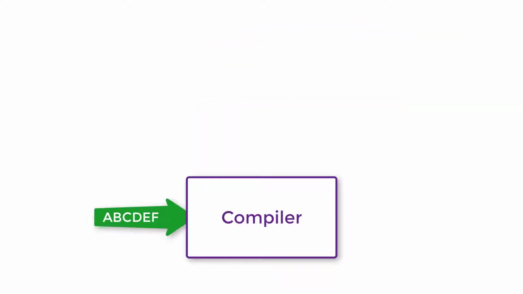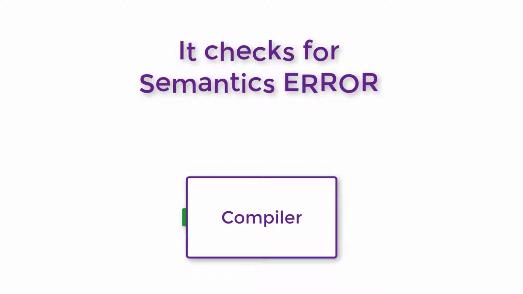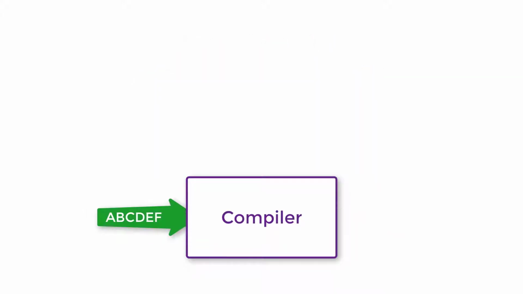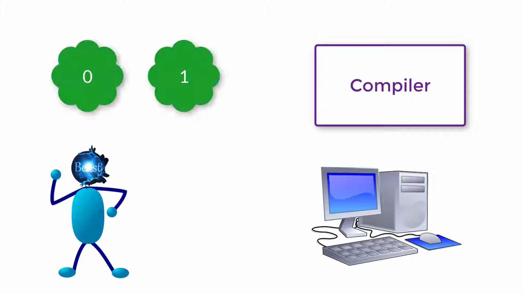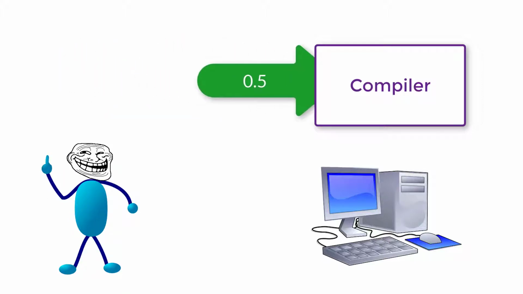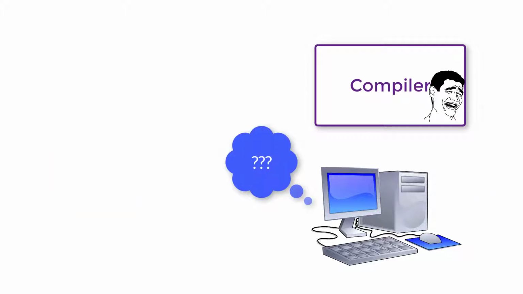But it also checks for semantics, which means that in our human language, we can have sentences that can mean more than one thing. But in coding, we can't have such a thing, as the computer wouldn't know what to do. As we already know, the computer's language is zeros and ones. So imagine your sentence can either mean zero or one. The computer wouldn't know what to do there. Is it zero? Is it one?